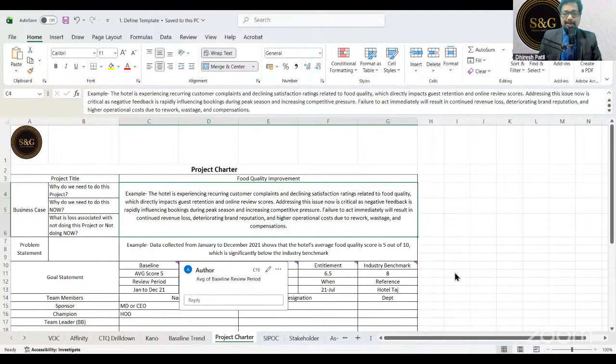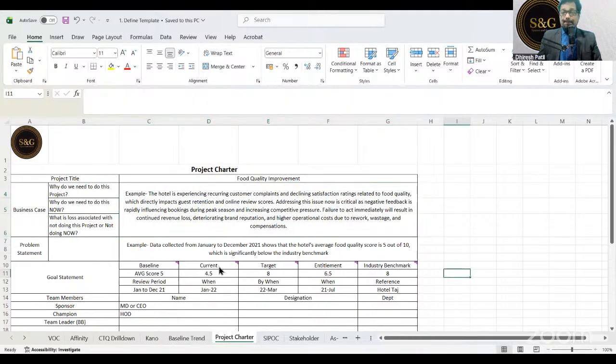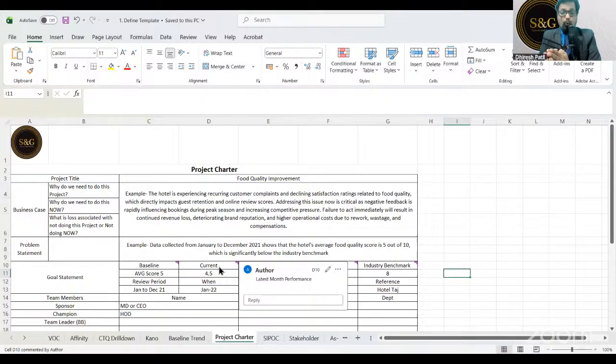Then the next one is current. What is current? When you start the project, what is the latest month performance. You can see here the comment says latest month performance. Let's say you are in the month of January. So what was December's performance? That will be the current.